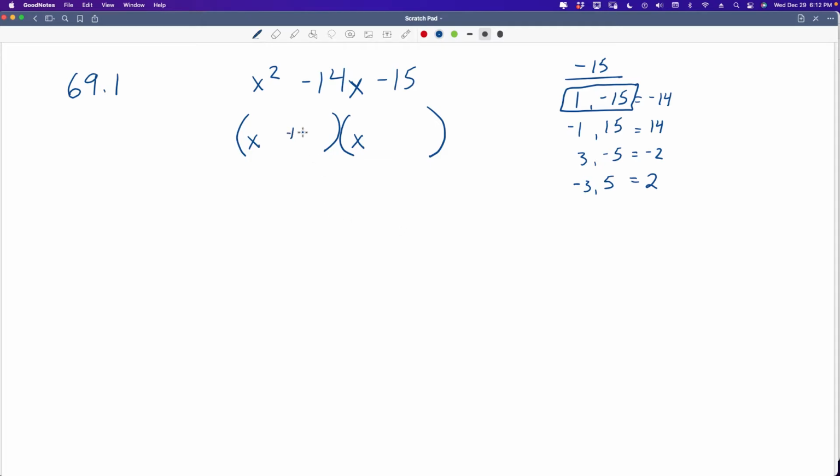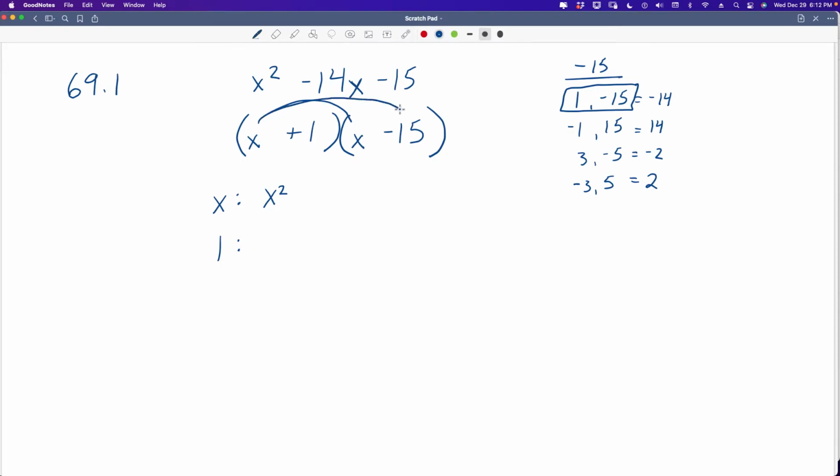So we say positive 1 and negative 15. Now we check it. We make sure we're right. So first we do x, and then we do 1. Right? x times x is x squared.